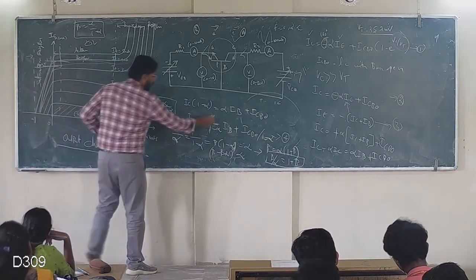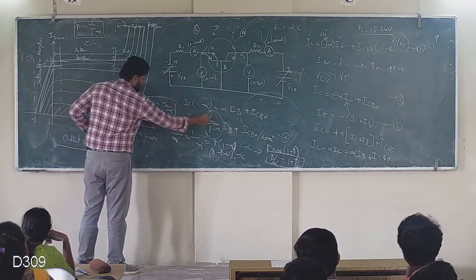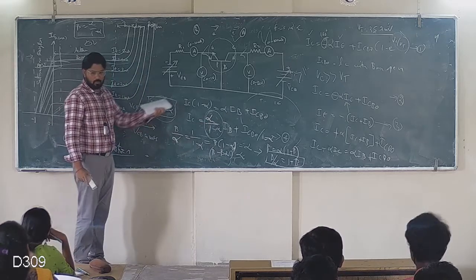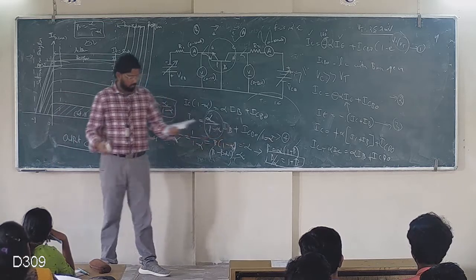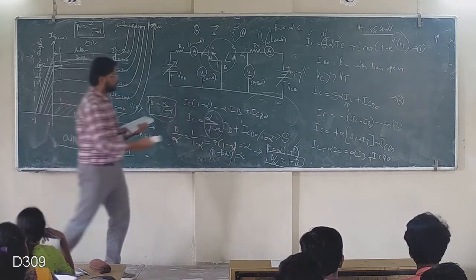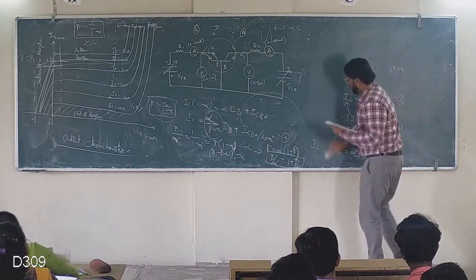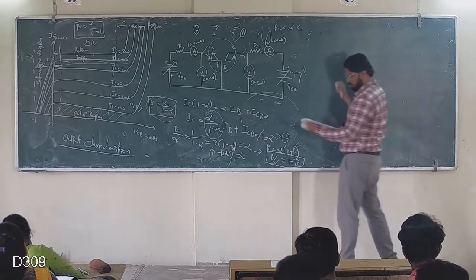So you just replace this. How to replace? Alpha divided by 1 minus alpha. You replace beta, rearrange, and you get 1 plus beta. You take it down and you will understand. Don't worry, I'll explain. Now the final equation is this.